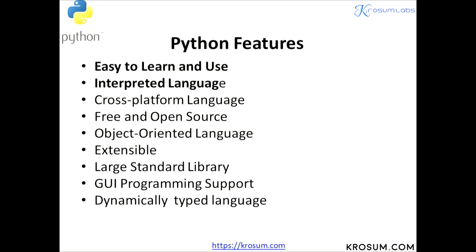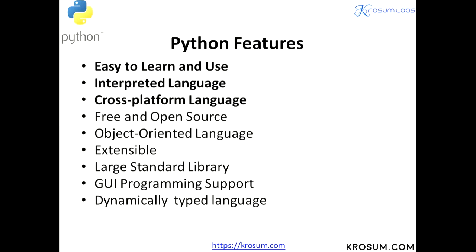Next point, interpreted. Python is an interpreted language, that is, it interprets and executes code line by line. This lets the programmer understand the flow of execution. In case an error happens in a particular line, it will throw that error message including the line number, so we can use it to debug and find out the error.